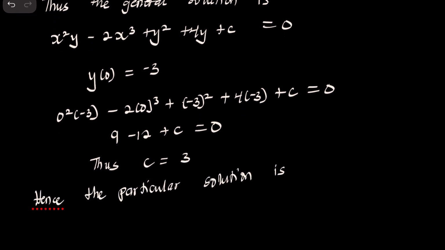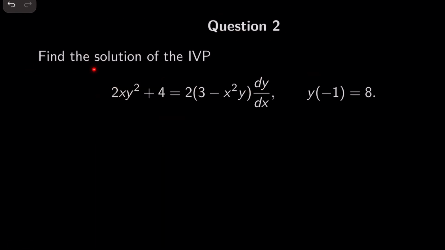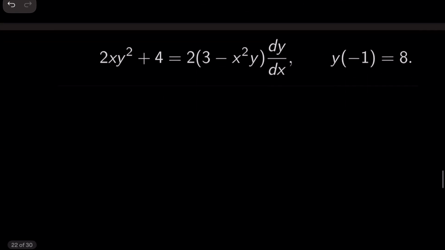Hence our particular solution is given as x squared y minus 2x cubed plus y squared plus 4y plus c, but c is equal to 3. So this is equal to 0. With our second question, we have to find the solution of the IVP. 2xy squared plus 4 is equal to 2 times 3 minus x squared y, dy dx, with the initial condition y of minus 1 is equal to 8.